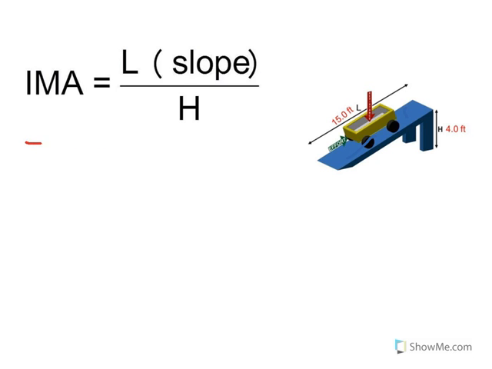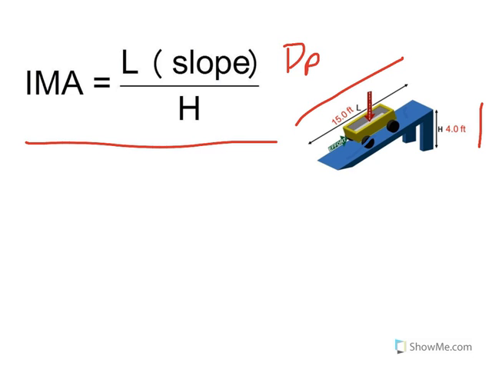Here's the formula for ideal mechanical advantage. The length or the slope of the ramp over the height. This is still going to be our distance of effort, not resistance, over our distance of resistance. Same formula we've been using for all the other types of simple machines.